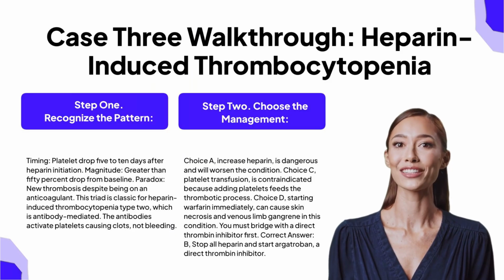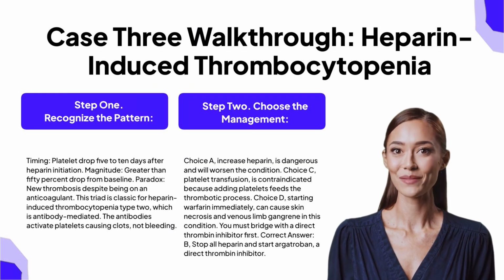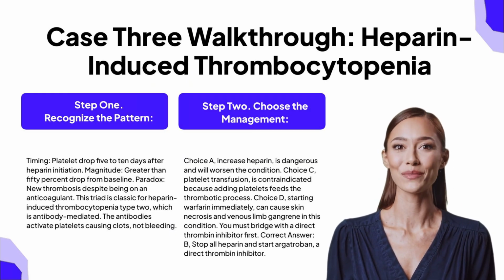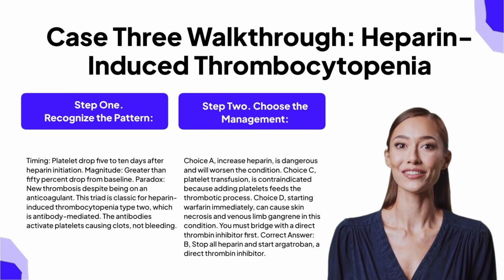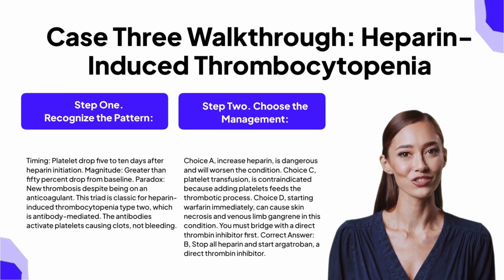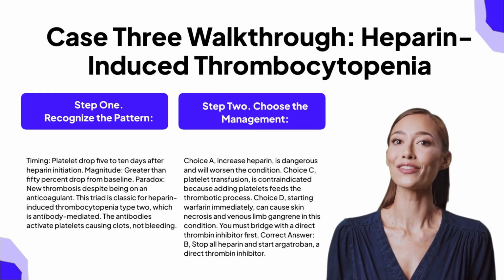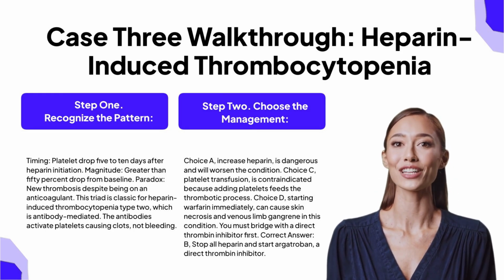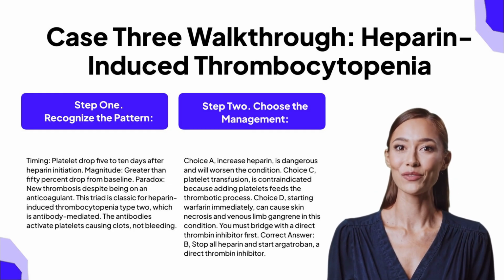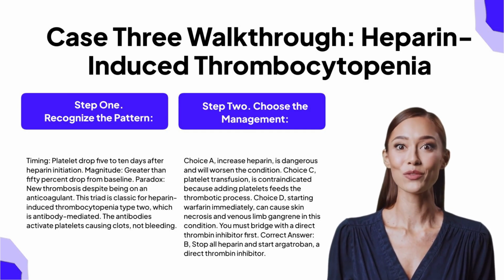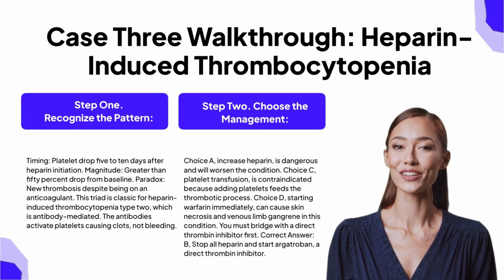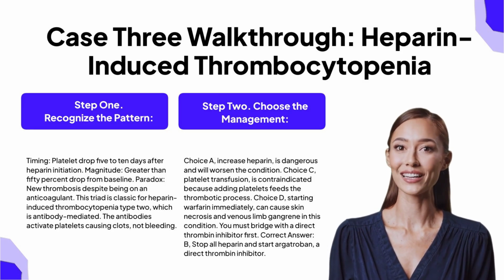Let us walk through this. Step 1. Recognize the pattern. The timing is critical. Platelets dropped 5 to 10 days after starting heparin. The drop is greater than 50%, going from 250,000 down to 85,000. And most importantly, the patient developed a new clot while on heparin. This triad, timing, magnitude of drop, and paradoxical thrombosis, is the classic presentation of heparin-induced thrombocytopenia type 2.